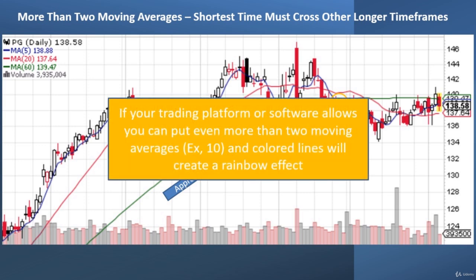Another thought too is if your trading platform or software allows, you can even put more than 2 moving averages on there, or 3 or 4 or however you want. You can even go up as high as 10. Depends on the trading platform. A lot of them top out at 10 or at 3. But if you can put a whole bunch of them on there, then you'll get kind of this colored line effect that'll create like a rainbow. So your shortest time frame is going to kind of move through the rainbow, and some people like that.